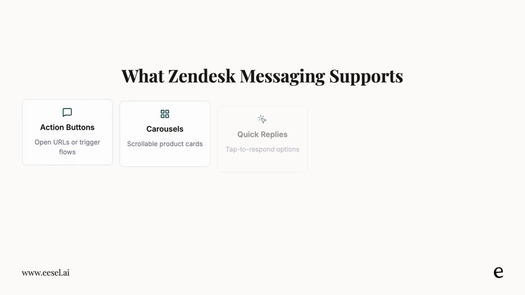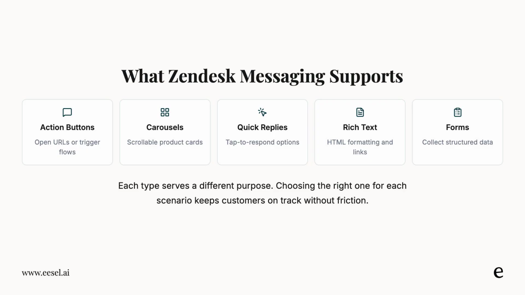Zendesk messaging gives you 5 distinct content formats to work with: action buttons open URLs or trigger flows, carousels let customers scroll through options, quick replies lock in guided paths, rich text adds visual formatting, and forms collect structured data inline. Pick the right format for each scenario and your conversations start feeling like product experiences.